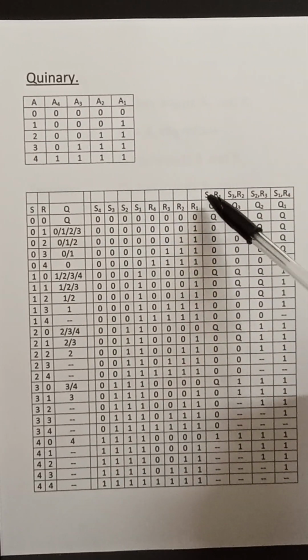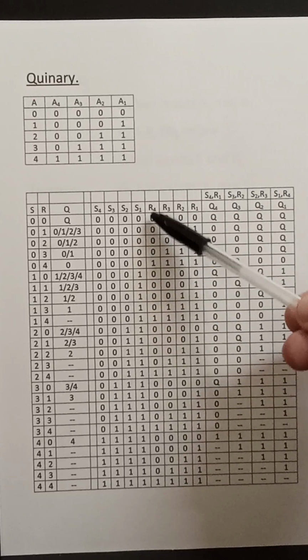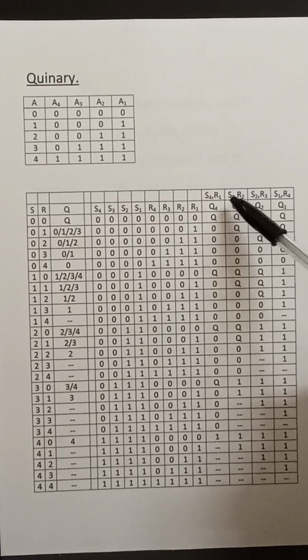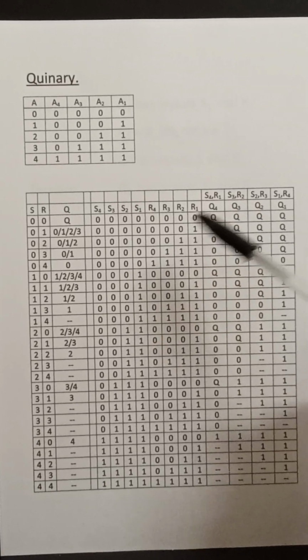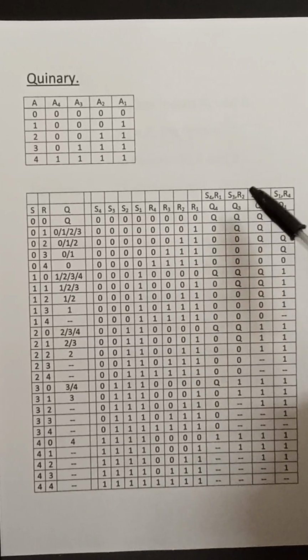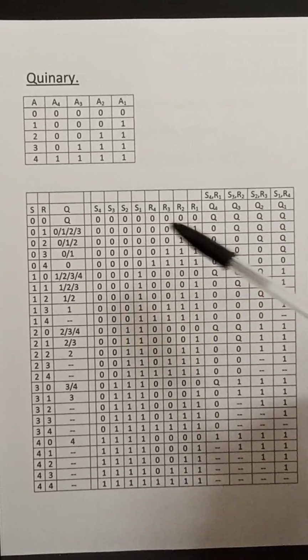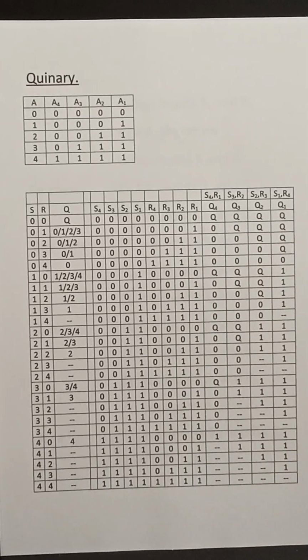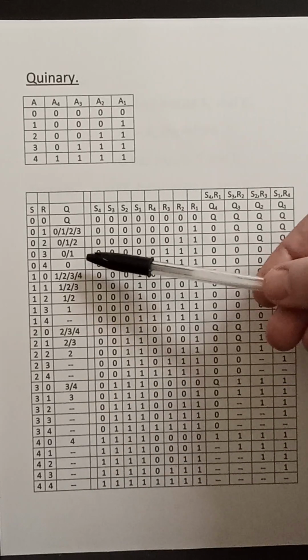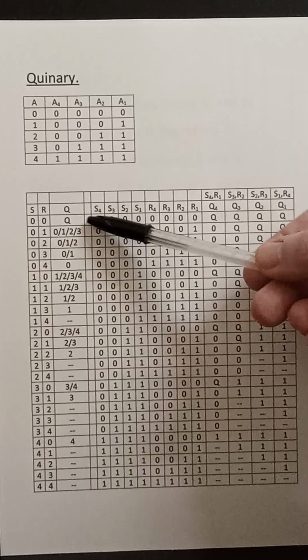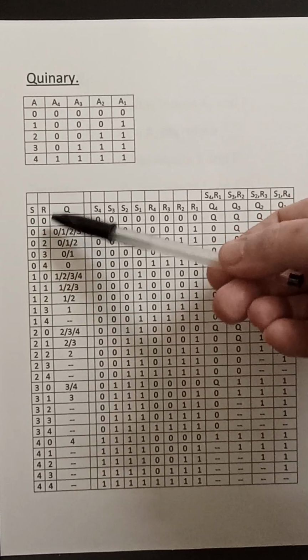Now Q4 has inputs S4 and R1. Q3 has inputs S3 and R2. Q2 has inputs S2 and R3. And Q1 has inputs S1 and R4. So the idea again is to set your logic state 0, 1, 2, 3 or 4, and then get it down to the hold state, which is S equals 0, R equals 0.